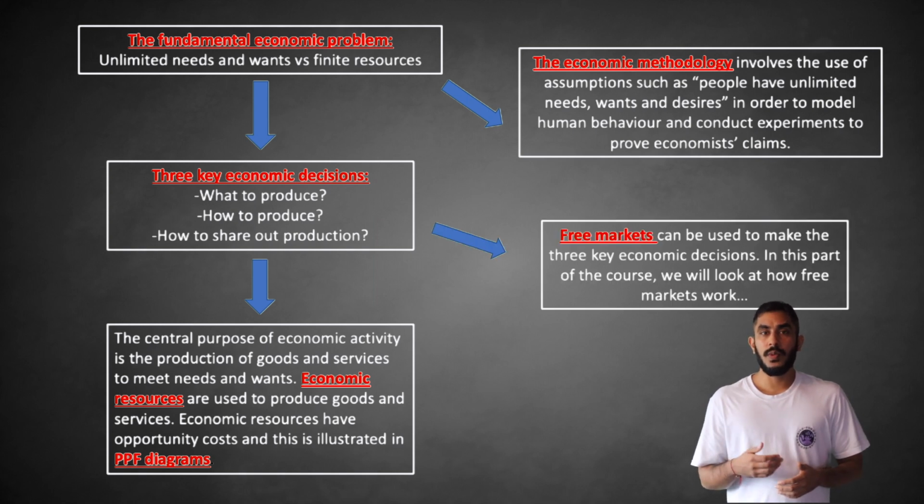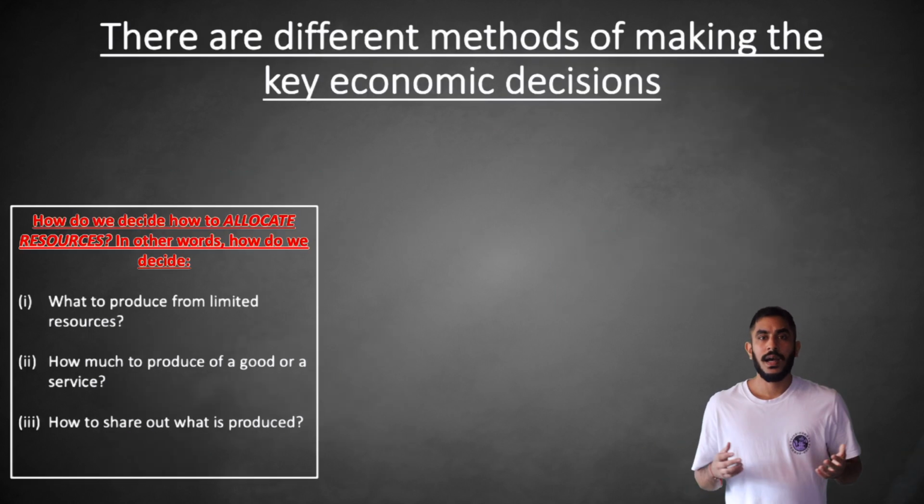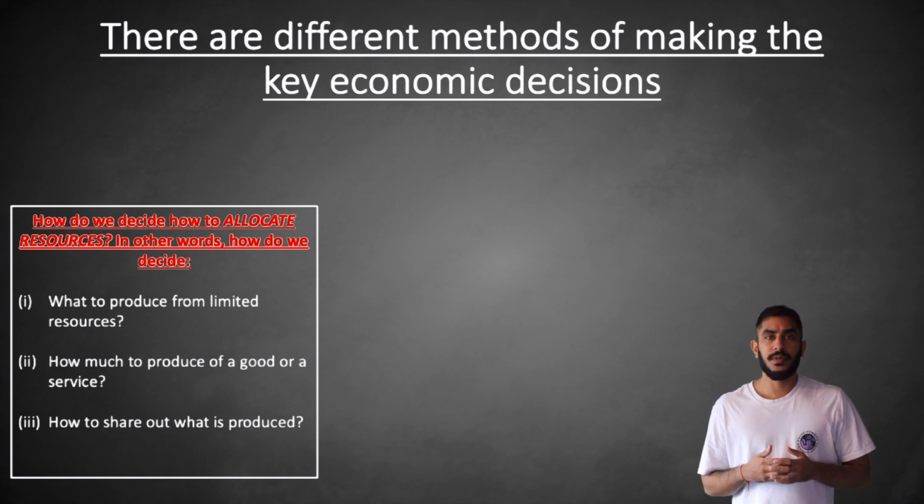In topic 2, we will learn about how free markets work in order for us to decide what to produce, how to produce, and how to share it out. Let's get into it. How do we decide how to allocate resources? In other words, how do we decide what to produce from the limited resources available? How much to produce of a good or service? How do we share out what we produce?